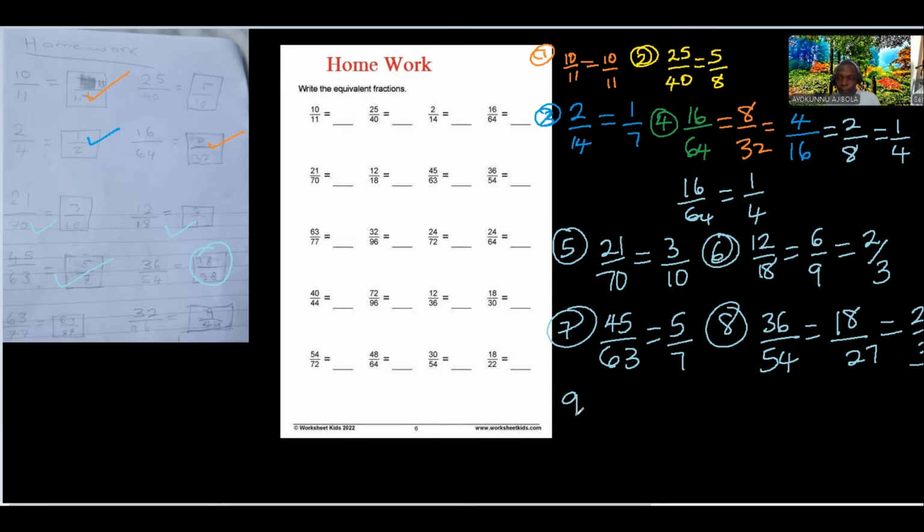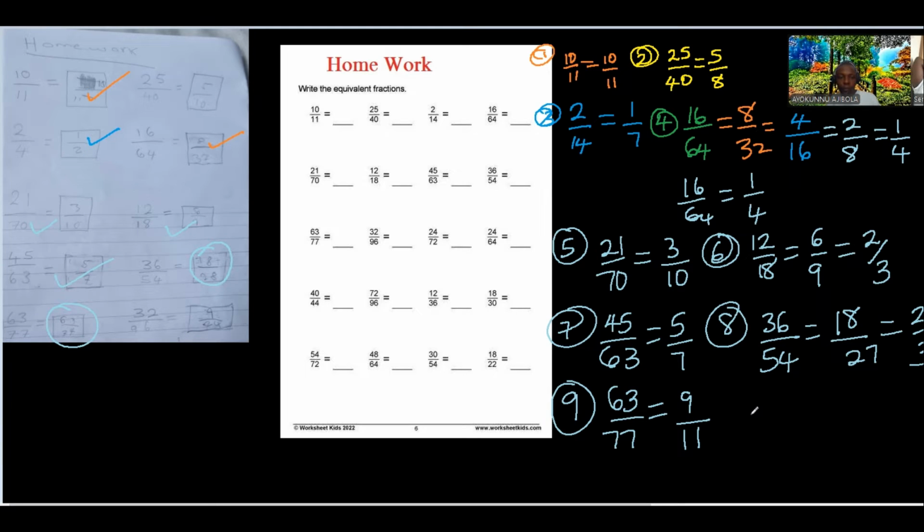Number 9, we have 63 over 77. So 63 over 77. We can use 7. So 7 in 63 is what? That's 9. And 7 in this is 11. Okay.